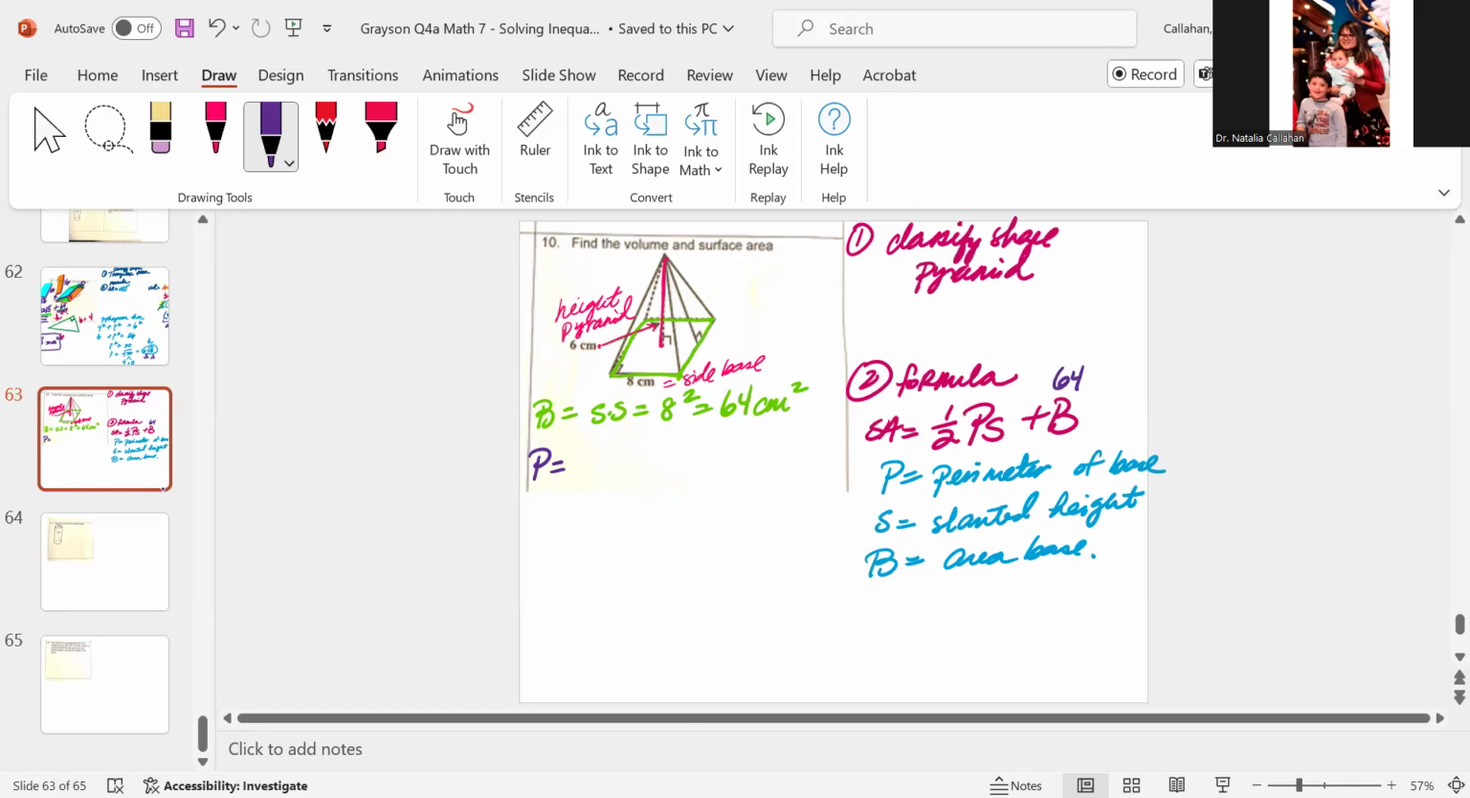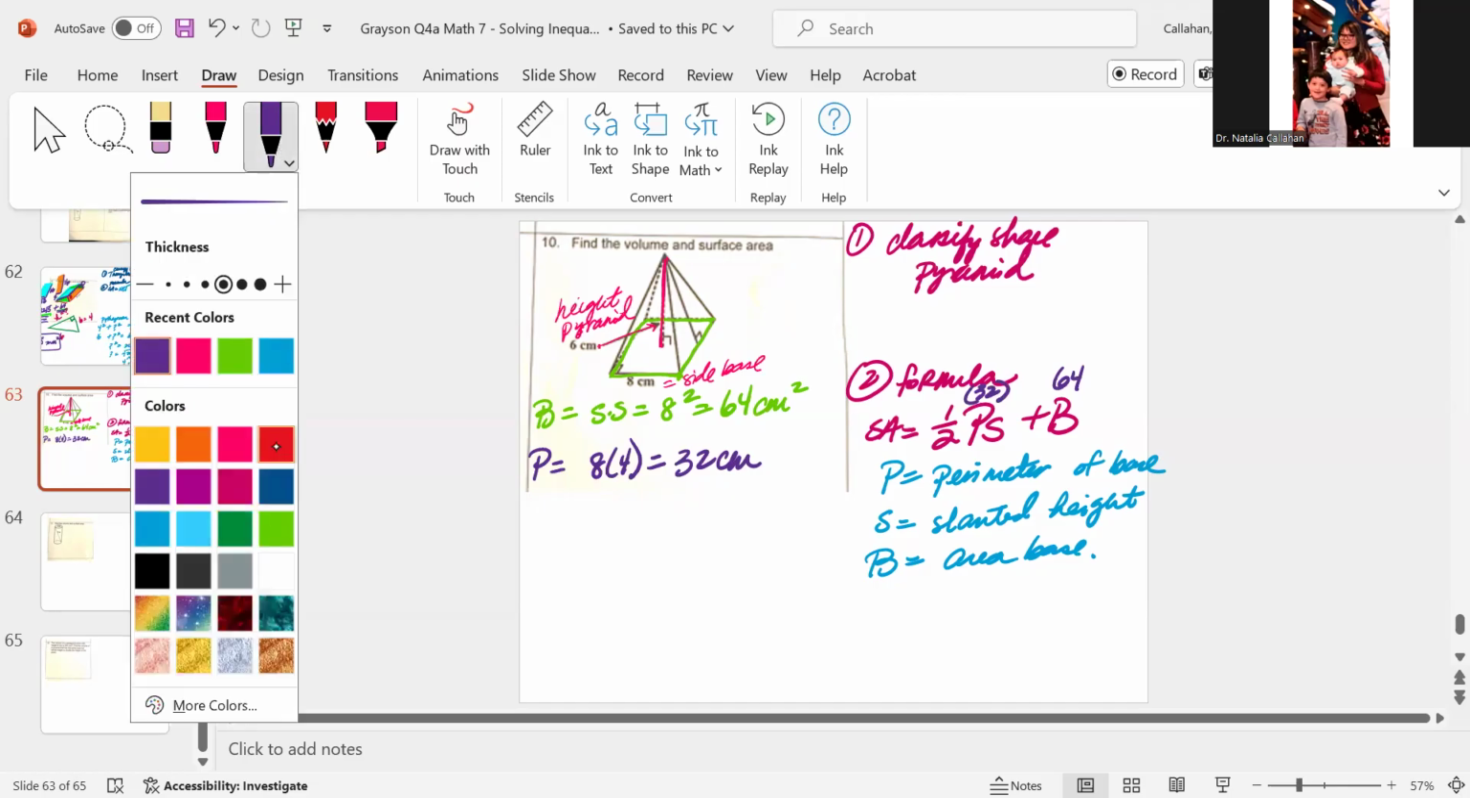The base. How do you find the perimeter of a square? It's like building a fence. Adding the sides. What is the side? What's the measurement of your side? How many sides do you have? 8 times 4 is? No square, because it's just perimeter, right? Now you know that the perimeter is 32, so put that there.